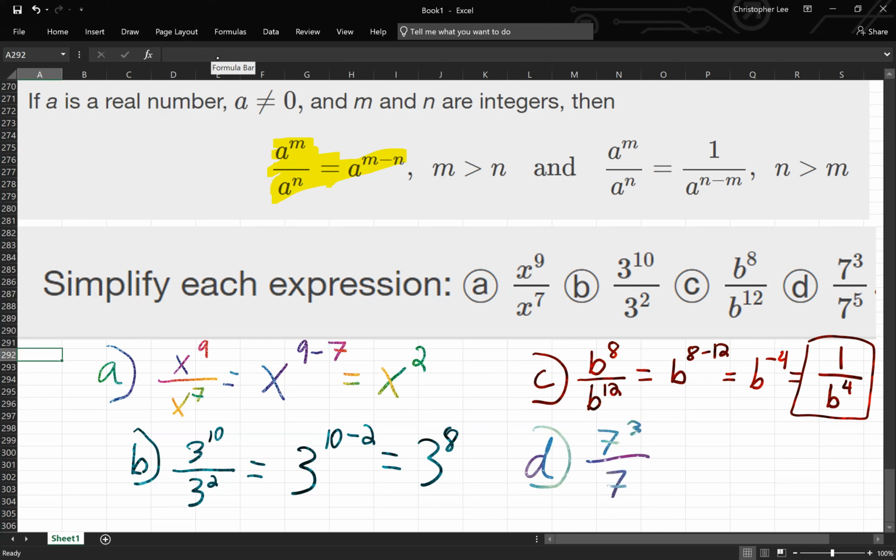You can just write x to the fourth. I get it. Yeah, that's a little bit much, I know.